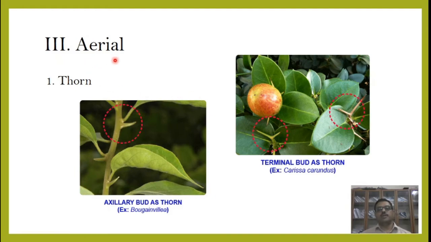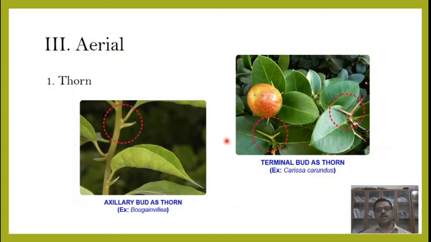Now the third type is the aerial stem. Aerial stems are the stem modifications that are found entirely above the surface of soil, and it is in contact with the atmosphere. The first one is the thorn, which is a sharp pointed stem meant for protection. Any animal that tries to deal with this plant will be injured due to the pointed sharp structure of the thorn, and this is an aerial stem modification.